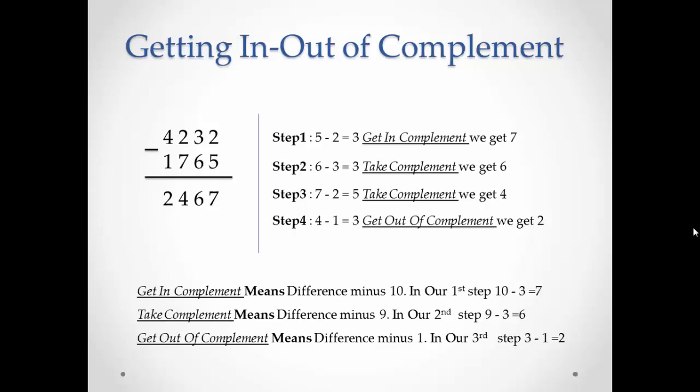Once we have taken the complement, that is, subtracted from 10, we subtract the rest of the digits from 9. So we subtract 3 from 9, and we get 6. Similarly for the next column, 7 minus 2 is 5, and 9 minus 5 is 4. And lastly, 4 minus 1. Now the upper digit 4 is greater than 1, so we get out of the complement. In order to get out of the complement, we take the difference and subtract 1 from it. 4 minus 1 is 3, and 3 minus 1 is 2.